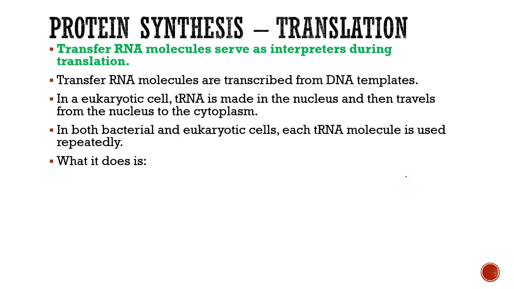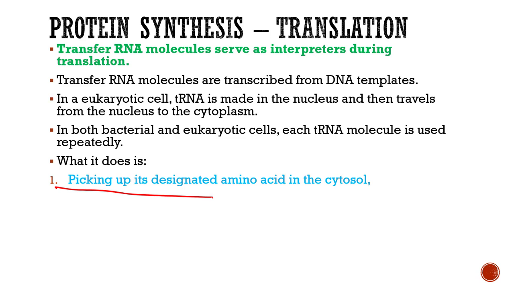Now, the basic function of a transfer RNA is that it picks up its designated, correct amino acid, and as I just told you, each transfer RNA carries a specific amino acid. If it doesn't, then that will create problems, because the amino acid must match the anticodon which it is carrying. It must be according to the genetic code. So it picks up the designated amino acid.